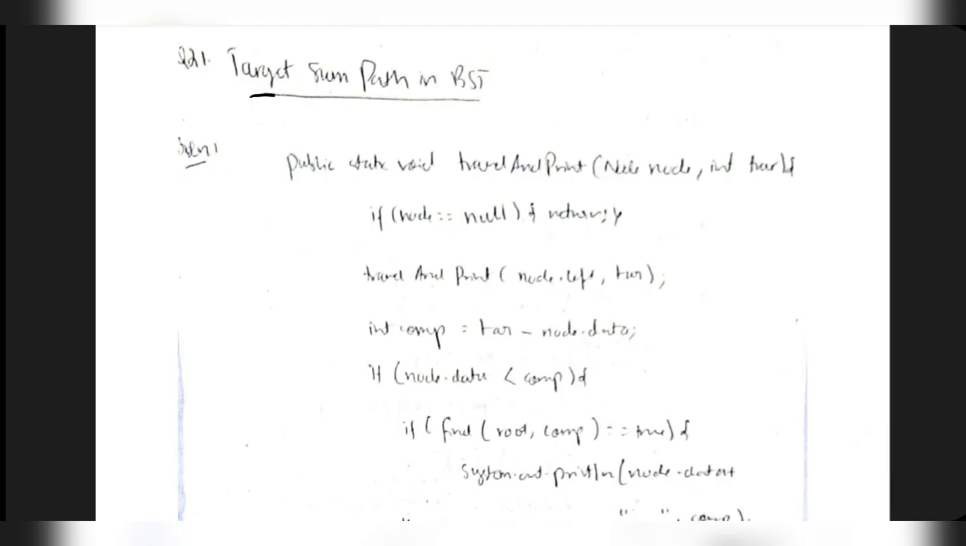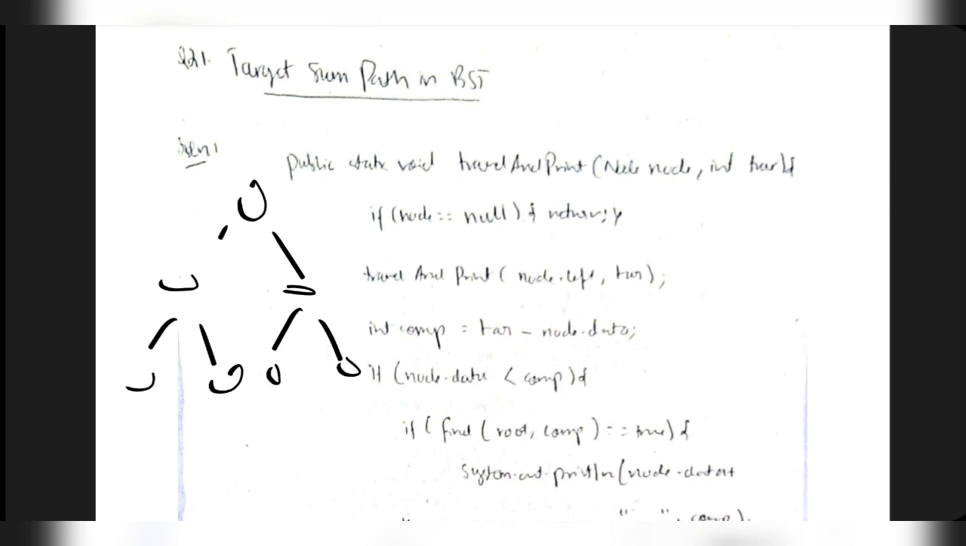Moving on, we have the next question, target sum path in BST. Target sum path means what? If this is the tree given to us, let's suppose there are some nodes here. We have to find the target sum path. Target sum path means which path, if I go through it, I'll get the particular sum value. Means if this is 1, 2, 3, if I go through this path, I'll get 6. If the target is 6, this is my target sum path.